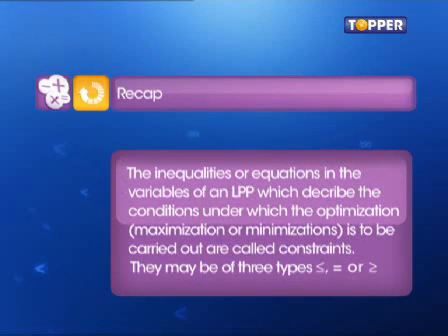Inequalities or equations in the variables of an LPP which describe the conditions under which the optimization, namely maximization or minimization, is to be performed are the constraints. Now, constraints may be of three different types: less than or equal to something, equal to something, or greater than or equal to something.